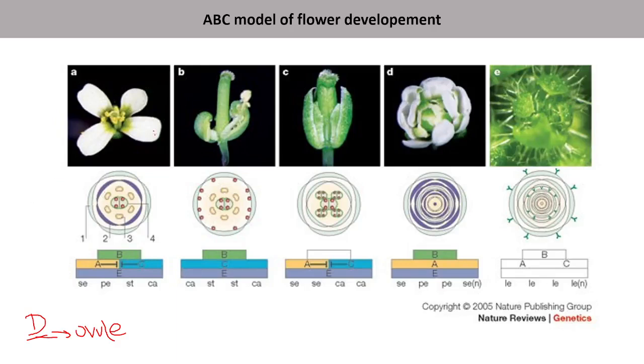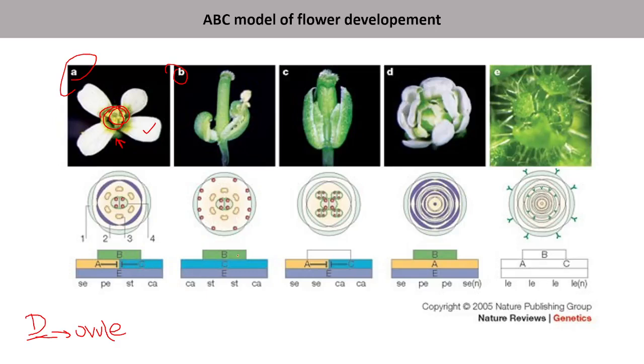Now when you see figure A here, we are saying that all the genes are getting expressed here, that is A, B, C, and D, and the E gene is also getting expressed here. That means all the four organs will be formed by either their individual expressions or their co-expressions. So if you see here, we have the sepals, the petals, and here we have the androecium and the gynoecium. Now let's come to figure B.